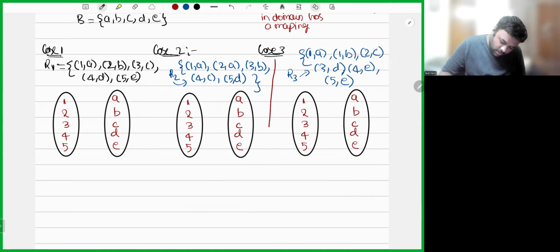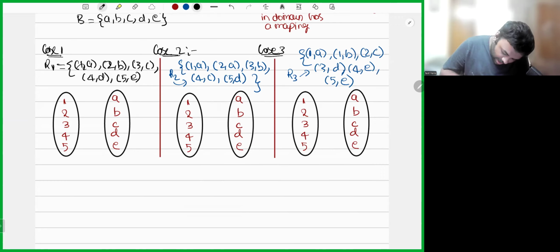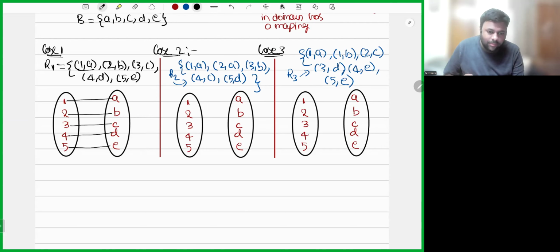This is case 1. This is case 2. This is case 3. Okay, now see here. Let's make the mapping here. I'm having 1 comma A. 1 is mapping to A, 2 is mapping to B, 3 is mapping to C, 4 is mapping to D, 5 is mapping to E. Is it a relation or not? First, it's a relation. That's the pakka.